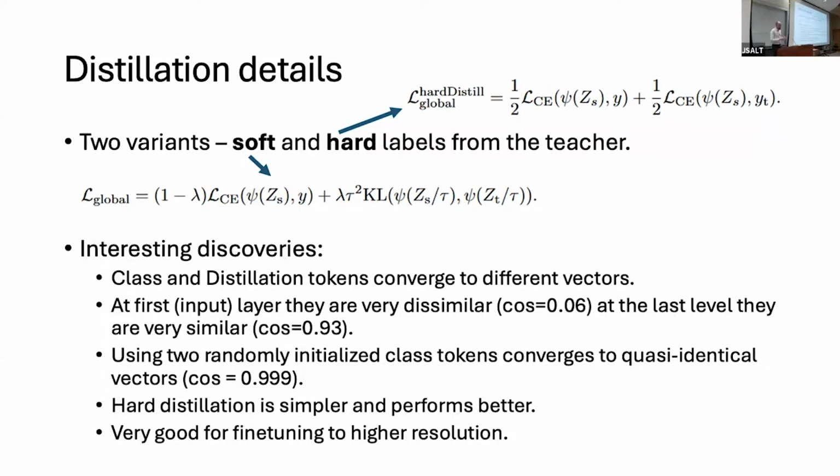So this gives us the idea that they are learning something different. Okay, and they also tried randomly initializing two class tokens and giving them the same information, and they end up with a very high cosine similarity. So they end up in the same position at the input. Yeah, so this is something interesting.